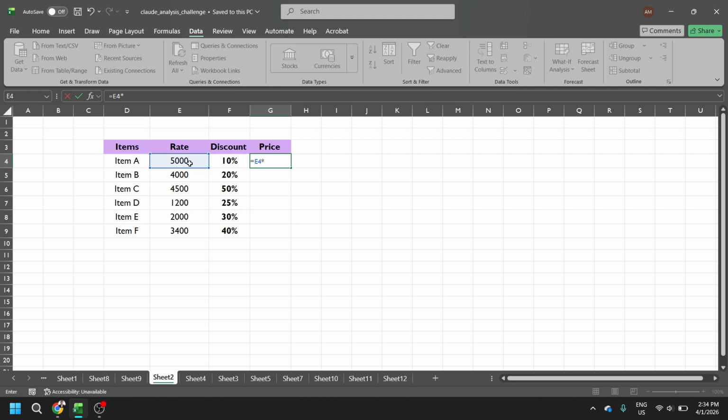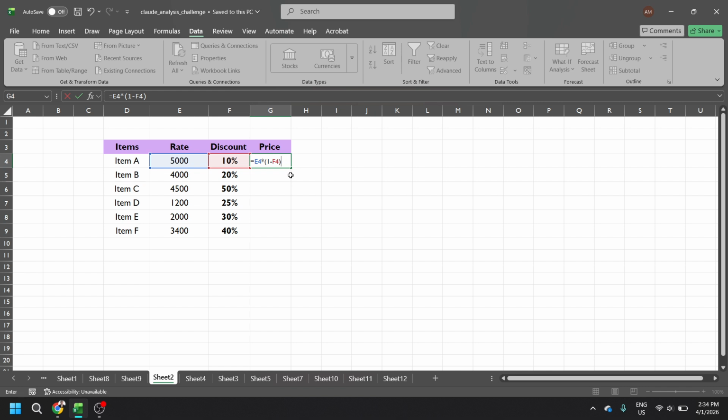Spoken out loud, it sounds like equals original price times open parenthesis 1 minus discount close parenthesis. For example, if your original price is in A2 and your discount is in B2, you would type =A2*(1-B2). That's it. The 1 represents 100% of the price.